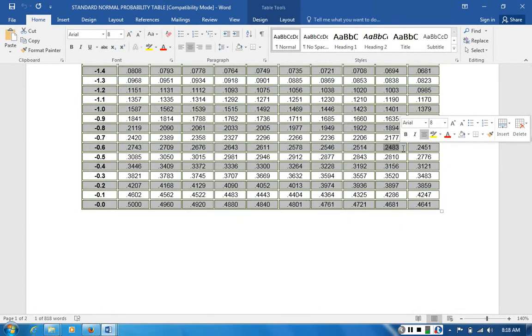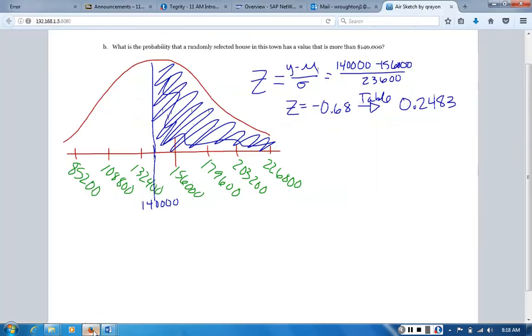Now again, is that the number I actually want? That tells me what's to the left of my number. So if I go to my picture, this 0.2483 is technically this piece of my picture. So that's not the piece I want. That's technically the opposite of the piece I want. So since we wanted shaded right, we're going to do our 1 minus rule. So we're going to take 1 minus the 0.2483 and get a 0.7517, which is now also bigger than the 50% that we knew our answer should be.